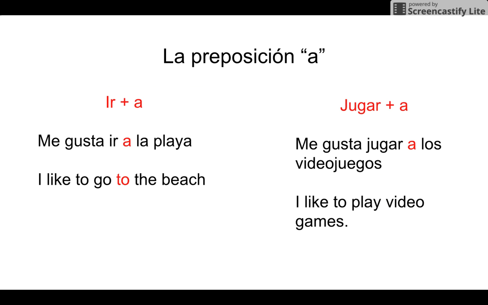Very good. I'm going to move through some of these examples. An important point here: some of our words like ir and jugar have an a attached to them. That's important because ir always shows up with a, to go to. For example, me gusta ir a la playa. I like to go to the beach. Or me gusta jugar a los deportes. I like to play sports.